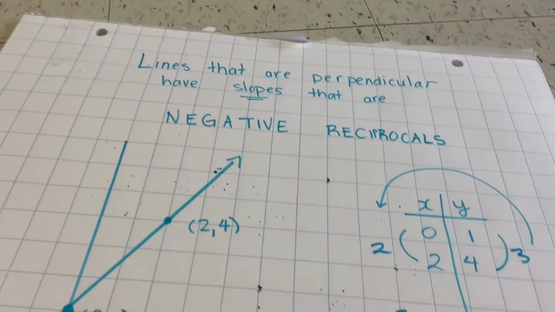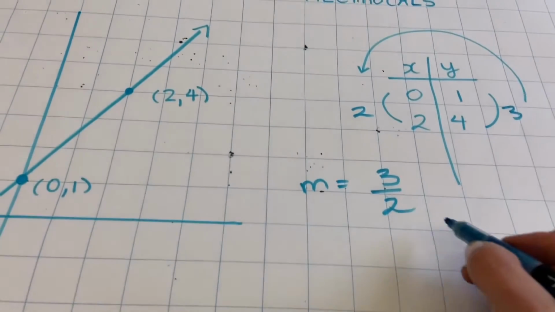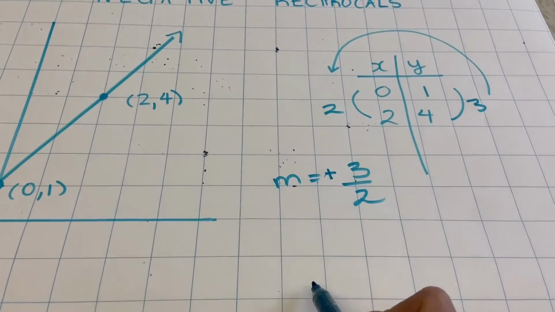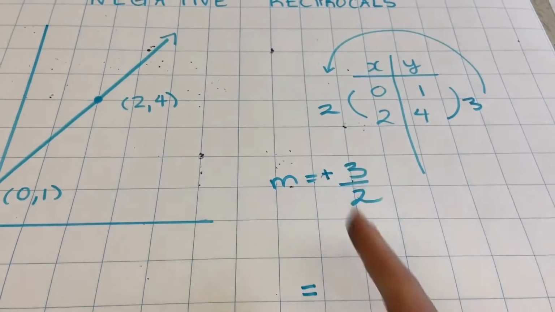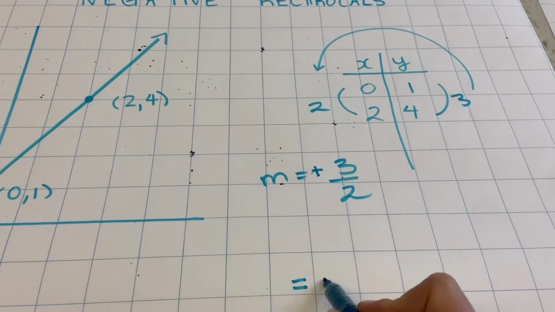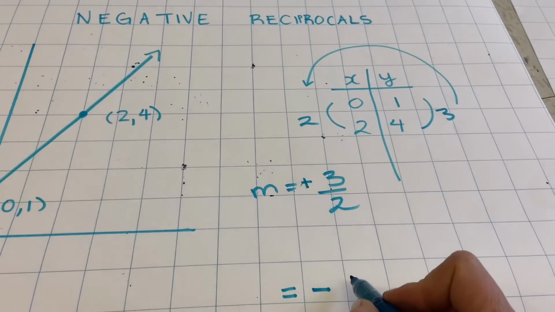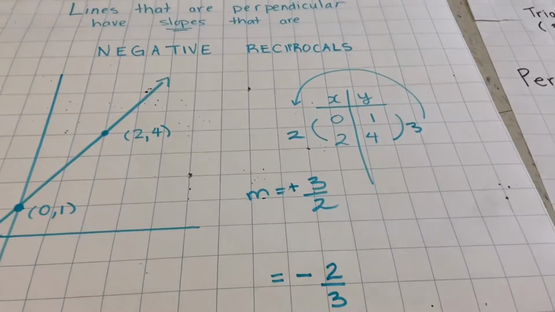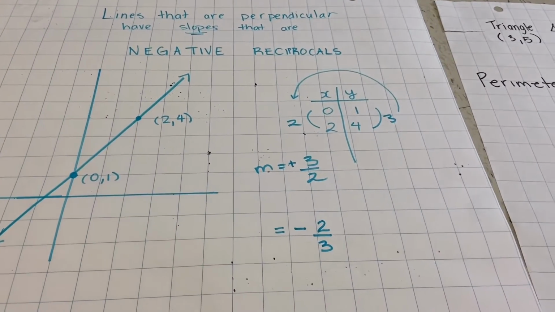What does it mean to be a negative reciprocal? It means that since this slope is positive, if I want to find the slope that is perpendicular to that one, I want to change the sign. So if it's positive, I'm going to make it negative. And reciprocal means I want to flip the fraction. So I'm going to make it negative 2 over 3. These two slopes should be perpendicular to each other.